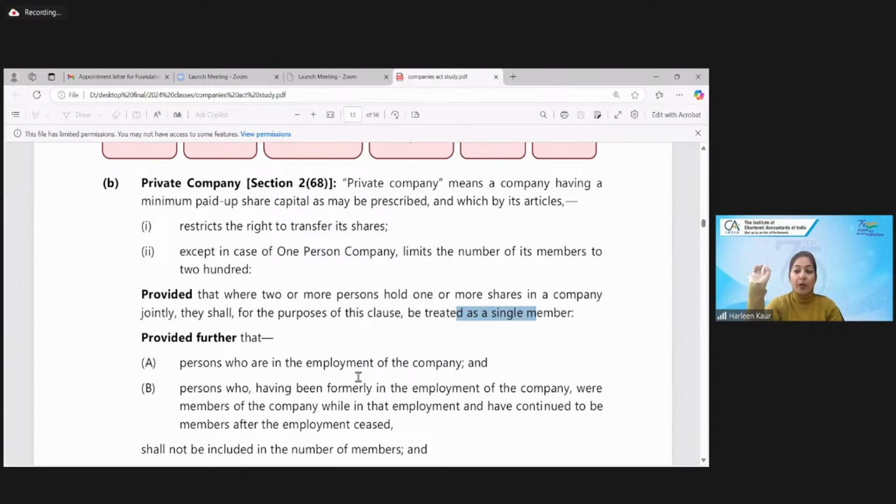And A and B are jointly holding. A is the 11th member, B is the 12th member. They are jointly holding the shares. So we have in total 10 members plus 1 or plus 2. A and B will be counted as 2 members or as 1 member? So the total will be 11 or 12. Tell me, if A and B are jointly holding the shares. Yes.